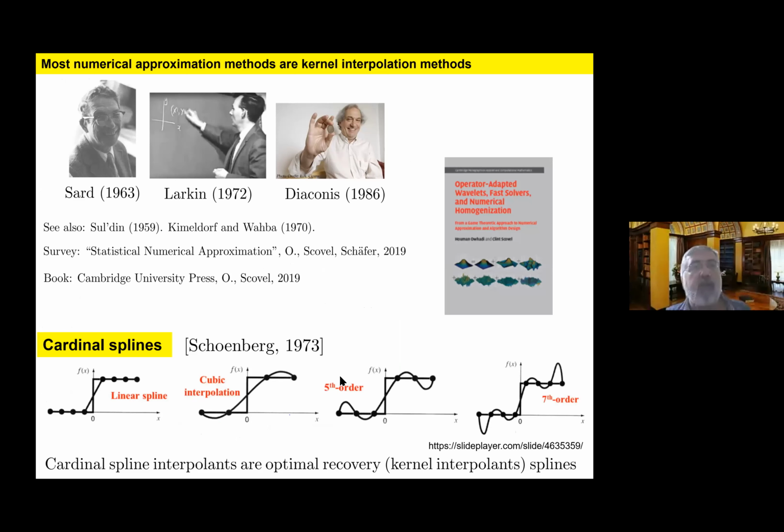So why are kernel methods relevant to numerical approximation? Well, as observed by Sard, Larkin, Diaconis, and many others who have investigated intriguing similarities between Gaussian process regression and numerical approximation, most numerical approximation methods are actually kernel interpolation methods. For example, the cardinal splines of Schoenberg are optimal recovery splines, that is, kernel interpolants obtained from 0-1 measurements and defined by polynomial kernels.